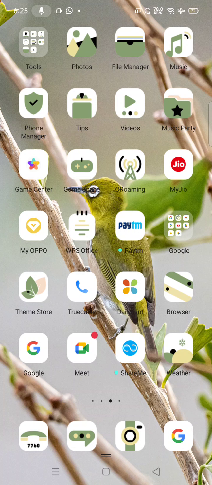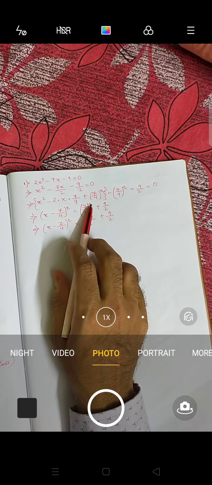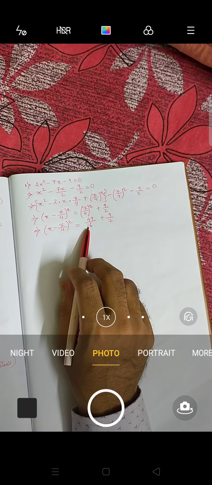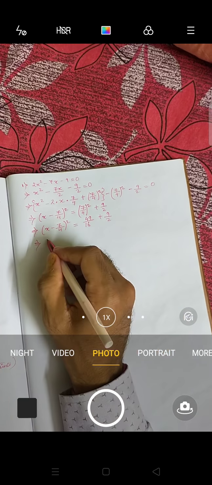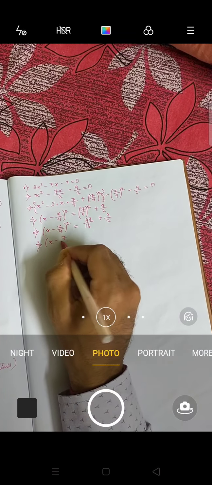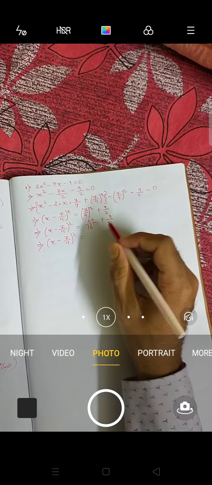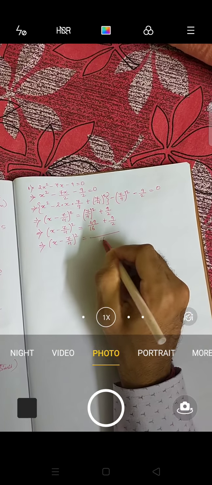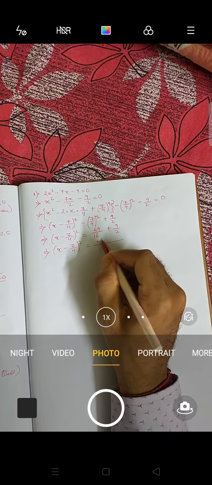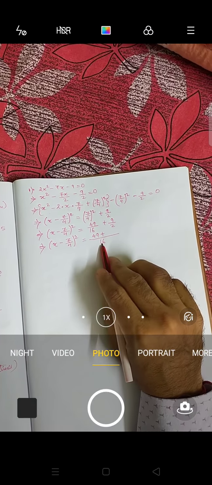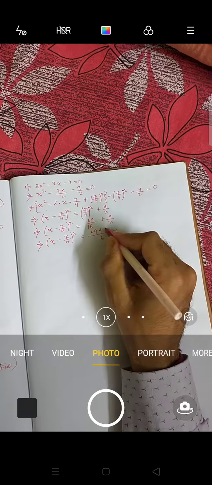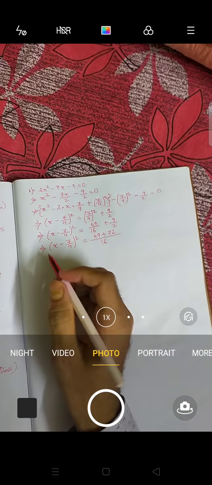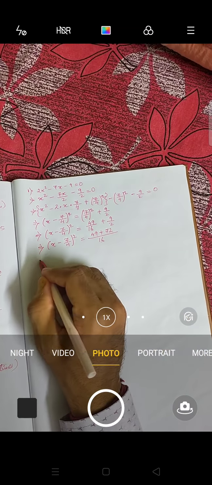Any problem? So 7 square is 49, 4 square is 16, plus 9 by 2. Okay. Now we will take the LCM on the right hand side. So x minus 7 by 4 whole square. Now if we take the LCM, we will have 16. So it will be 49 plus 2, how much is 16? 8. So we will multiply by 8. 8 nines are 72. Now add 72 and 49.